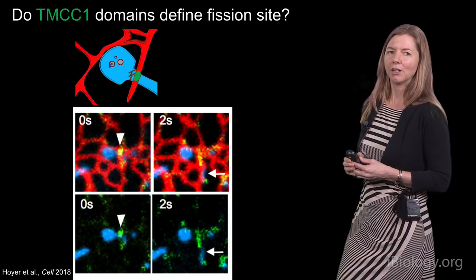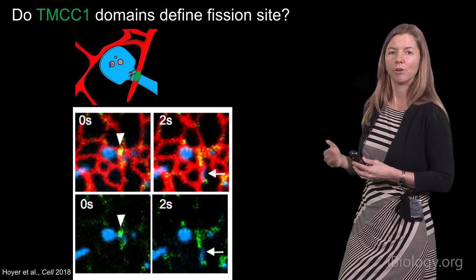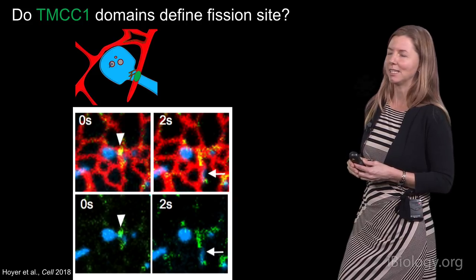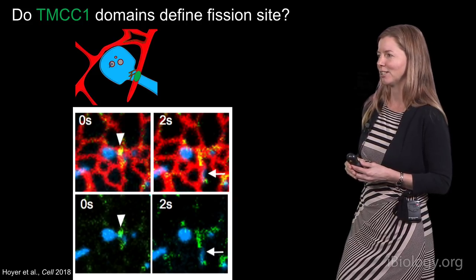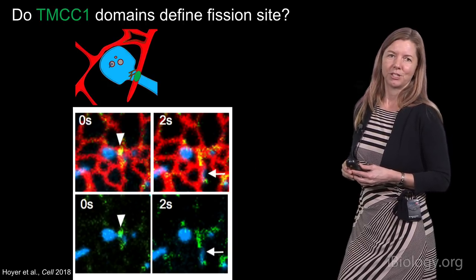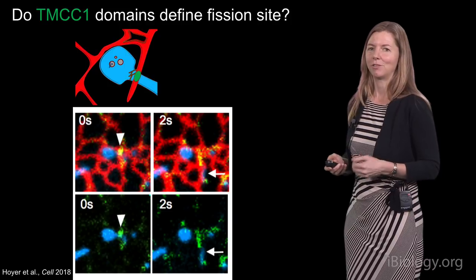And we look at where TMCC1, in green, where it overlays it's yellow, localized at the position and timing. And you can see that it accumulates as this little yellow patch sitting over that saddle down at the bottom, white arrow, right before fission occurs. And we can score this and see that it's enriched at that site.